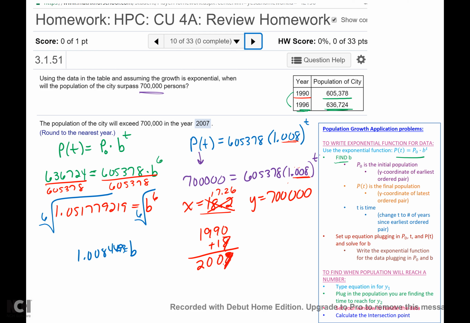So near as I can tell, guys, don't round. I got their answer when I used 1.008449 to the X. So again, rounding, and unfortunately Math Excel isn't that forgiving. All right, we found it was rounding.